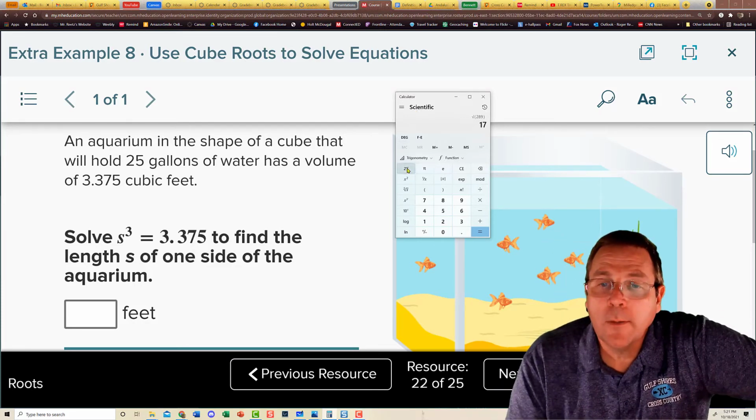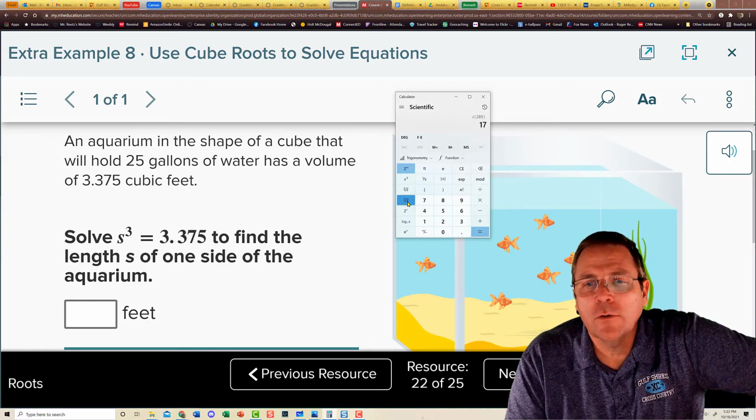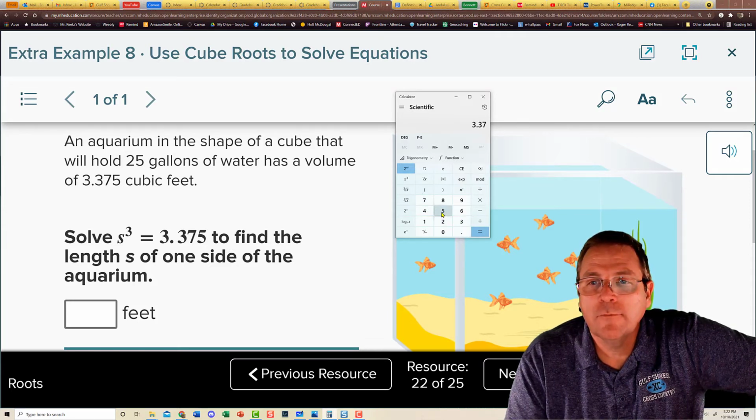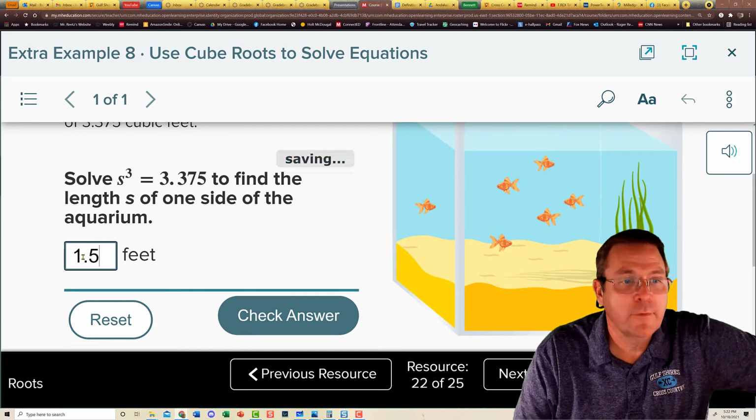Alright, I found it. I'm going to push my second button, and then you see where you've got the y to the x. It's probably hard for y'all to see on your iPads, but that is the y root of x. So the root I need is going to be 3.375, and I'm going to hit that button, and then what root do I need? Well, the y value is going to be 3, and that's going to give me 1.5. So the answer would be 1.5 feet.